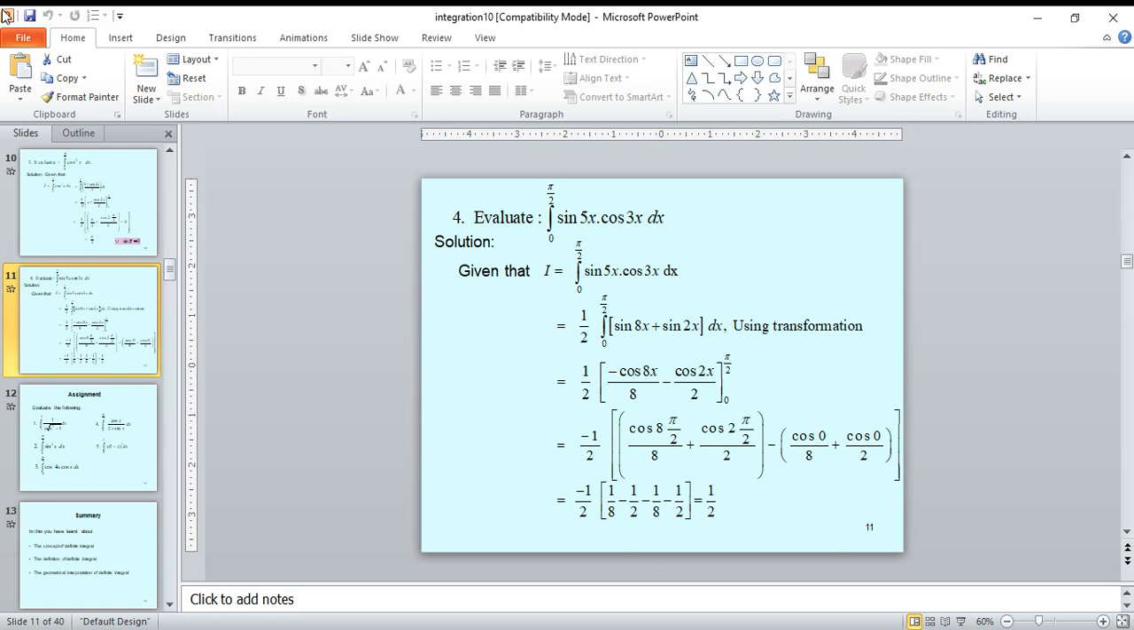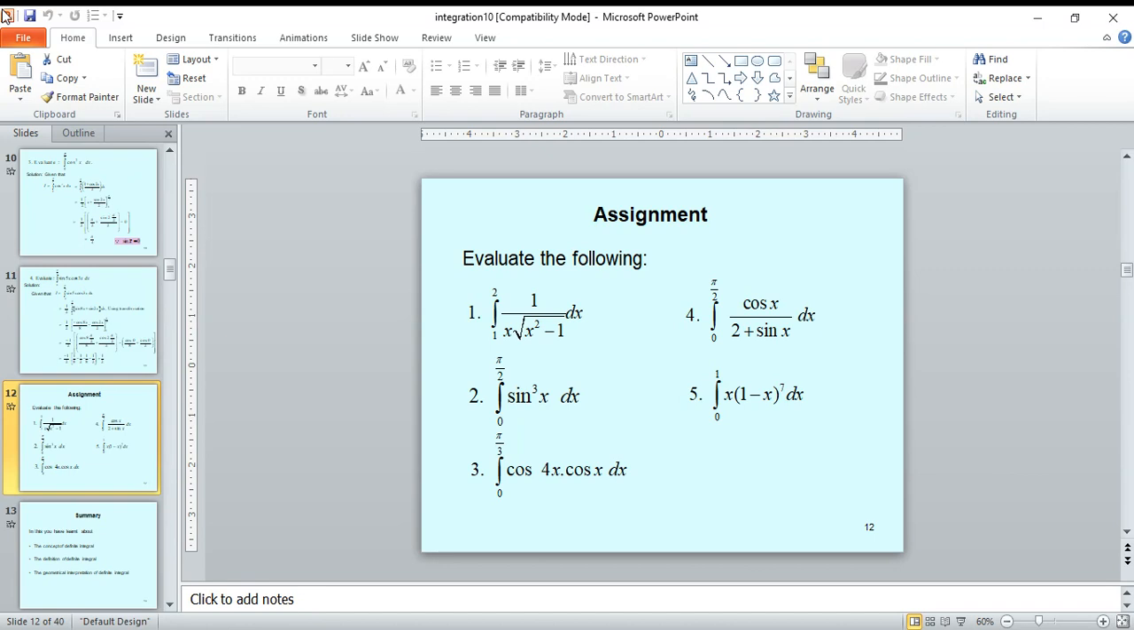So that is 1 by 8. Cos pi equal to minus 1 power n, so minus 1 by 2. Minus cos 0 is 1, cos 0 is 1, apply 1 by 8, 1 by 2, that is minus 1 by 8, minus 1 by 2. Minus 1 by 2 into minus 1 by 8 plus 1 by 8 cancel. Minus 1 by 2 minus 1 by 2 is minus 2 by 2, that is minus 1. Minus 1 into minus 1 by 2 is plus 1 by 2.